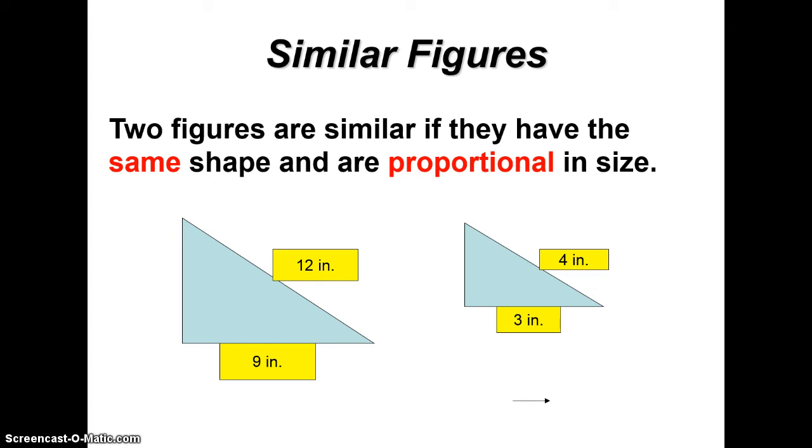Before we talk about their side lengths, what can we say about their angle measures? They appear to be what? The same, proportional, one smaller, one's larger. What would you say? Yes, sir? One smaller, one's larger. Okay, let's see.